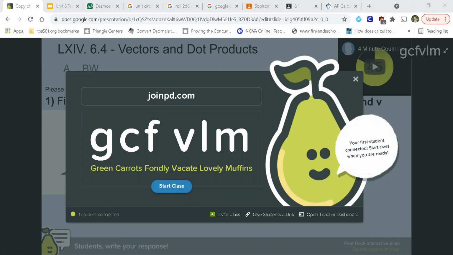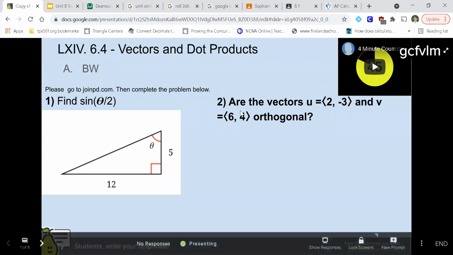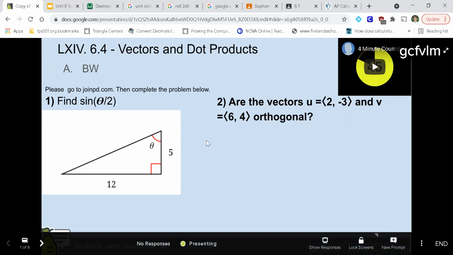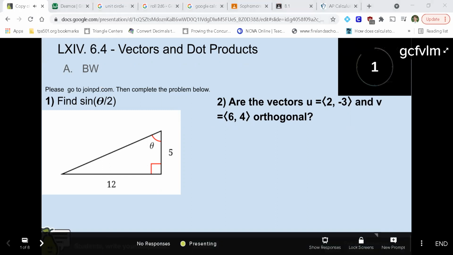Okay, for bell work today. We've got a review question from that quiz. Find the sine of theta divided by 2. And then a review question from yesterday. Are these two vectors orthogonal or perpendicular? It should be the last thing you wrote down from the notes yesterday. I'll give you 4 minutes to try it on your own, and then we'll go over it, and then everyone will be happy.